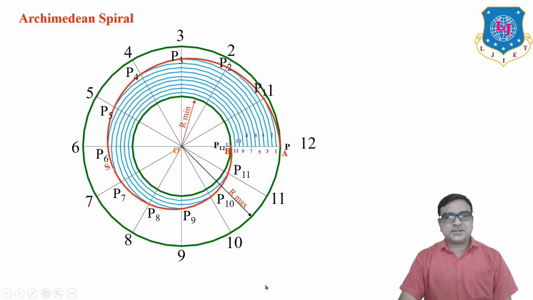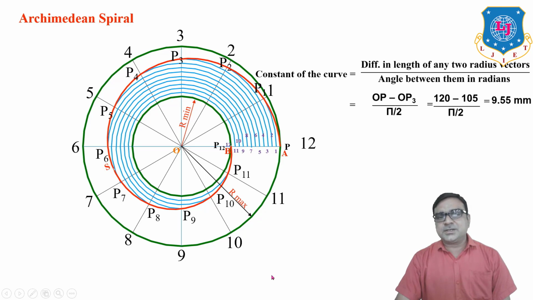Now how to draw the normal and tangent? You have to select one point S on the curve. Then find out the constant of the curve. So what is the equation of the constant of the curve? It is the difference in length of any two radius vectors divided by the angle between them in radians. So if we take OP, one radius vector which is 120 mm, and another vector OP3, what is the length of OP3? 105. And the angle between these two vectors is 90 degrees, meaning in radians it is pi by 2. So by equating these values, 120 minus 105 divided by pi by 2, we will get 9.55 millimeter. So this value is known as the constant of this curve.